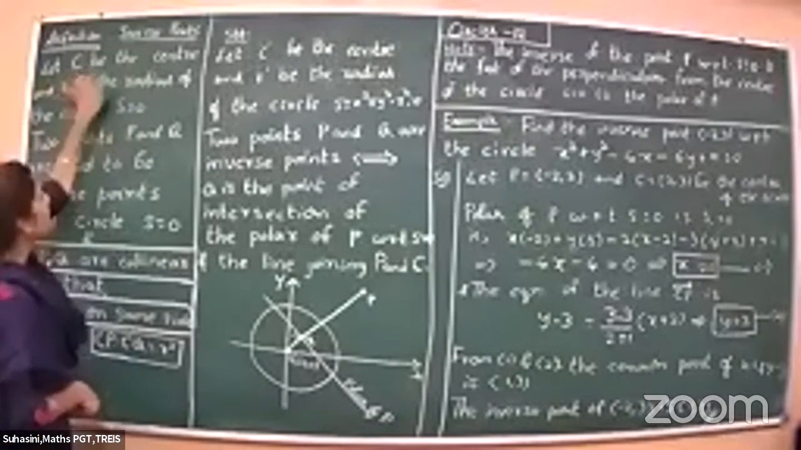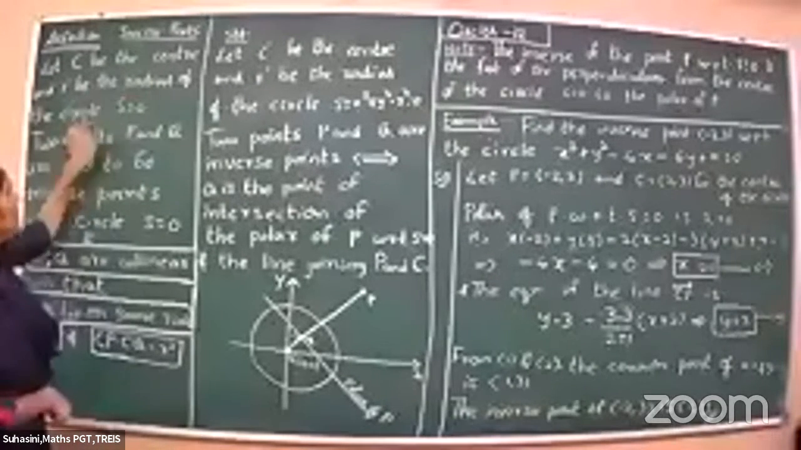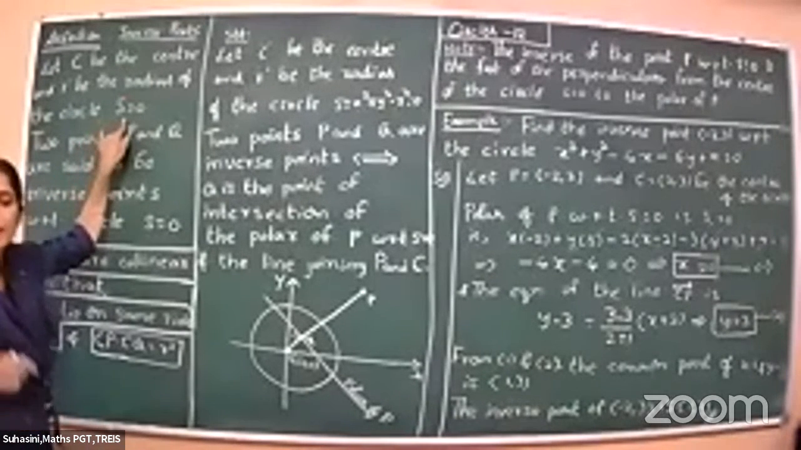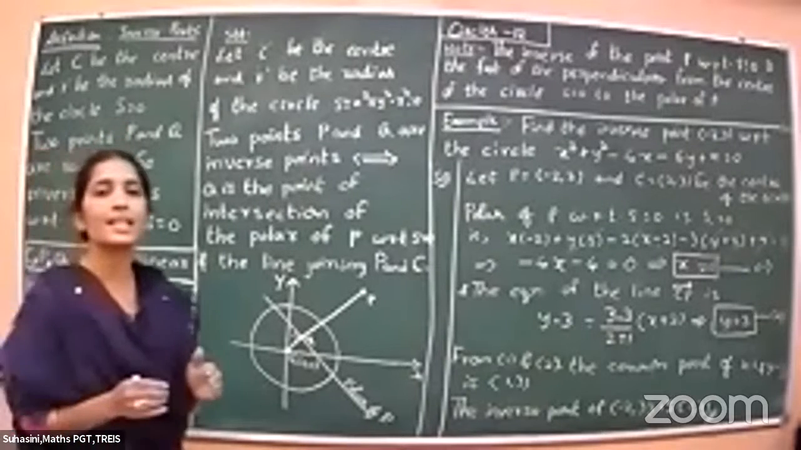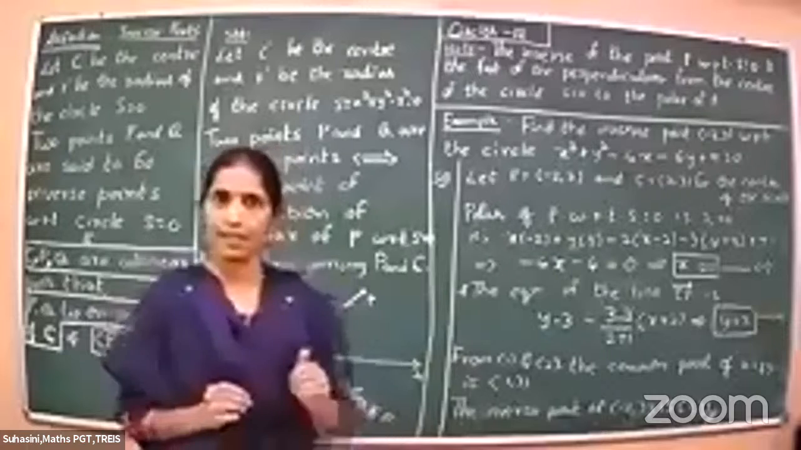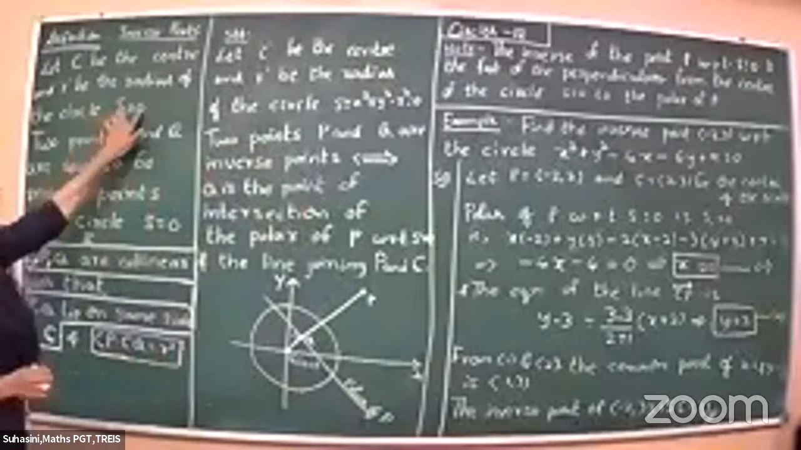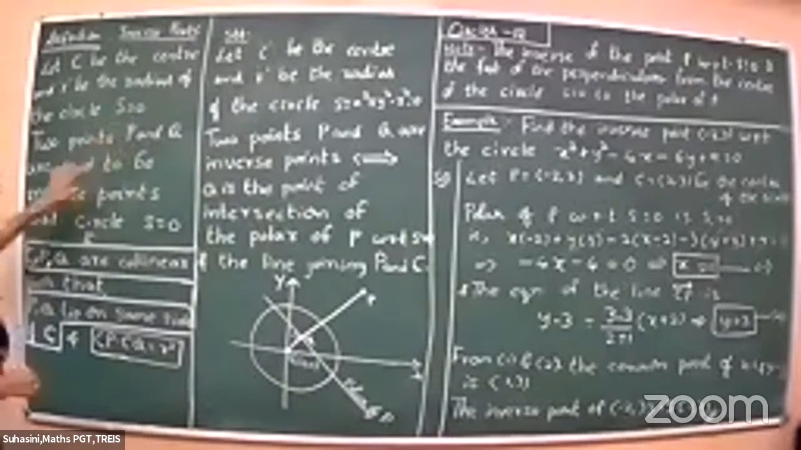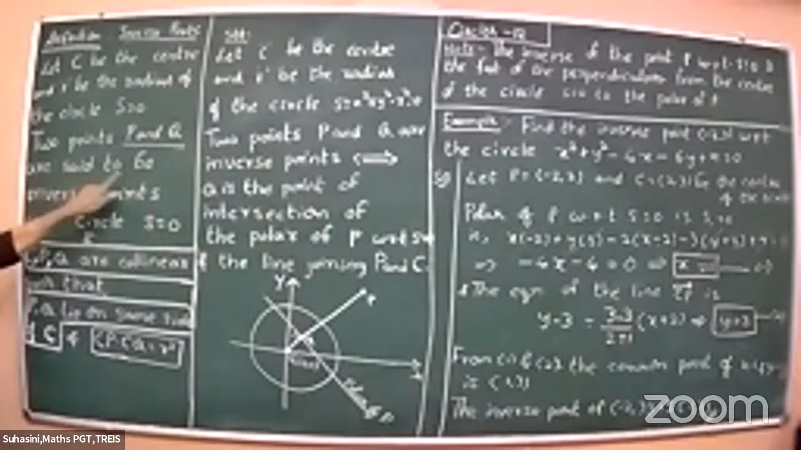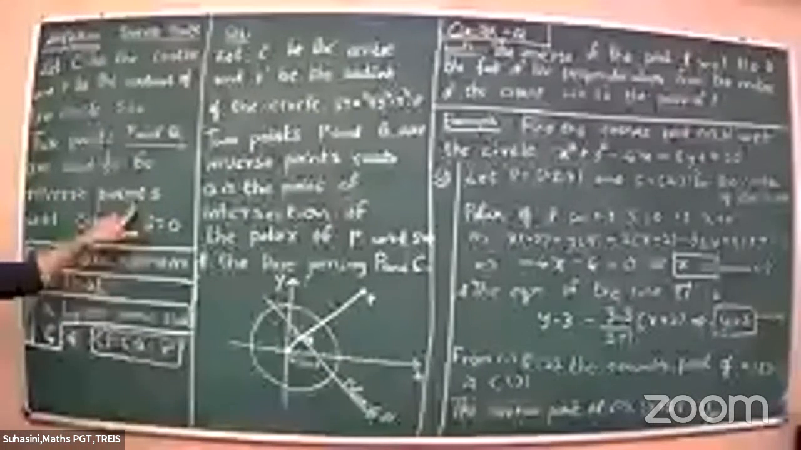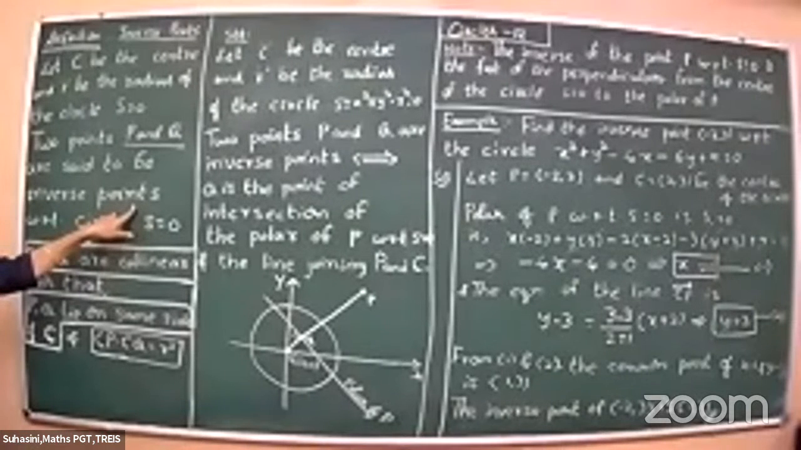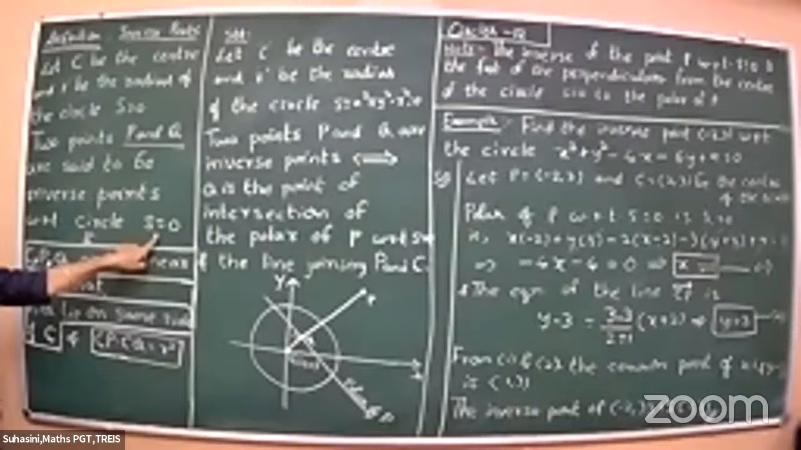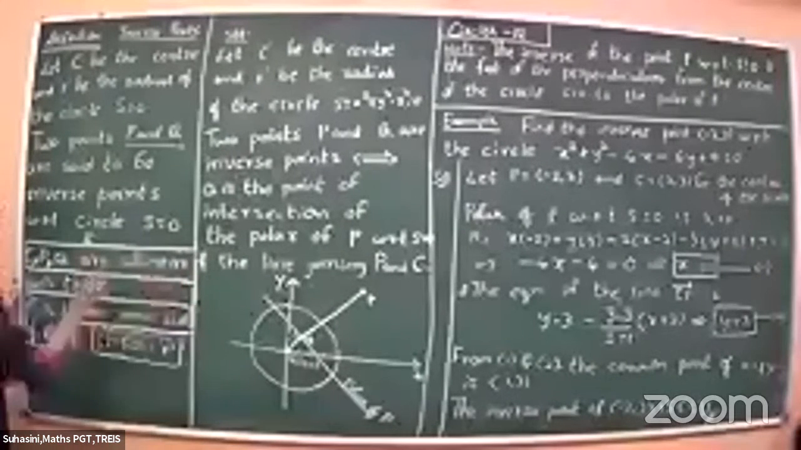Definition: inverse points. Let's take a circle whose center is C and radius is R, and the circle equation is denoted by S = 0. In that case, the two points P and Q are said to be inverse points with respect to the circle S = 0 under what condition? If C, P, Q are collinear.